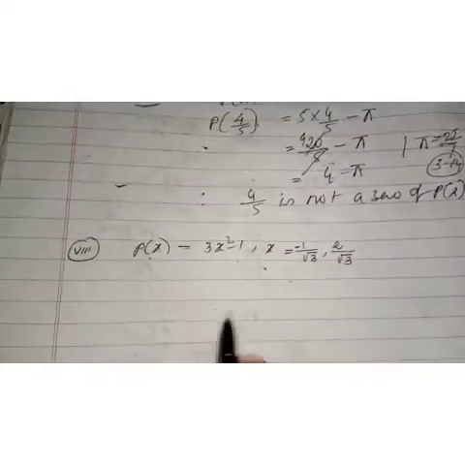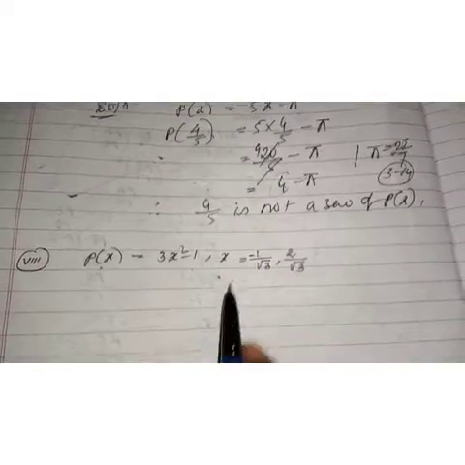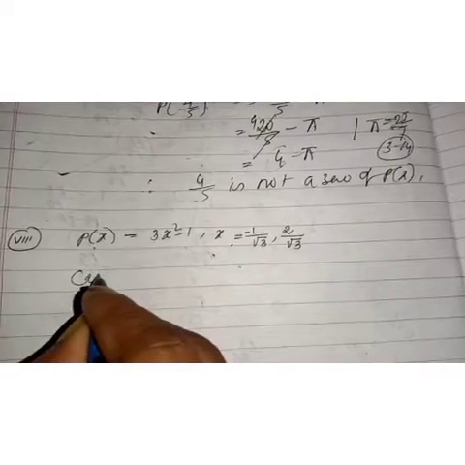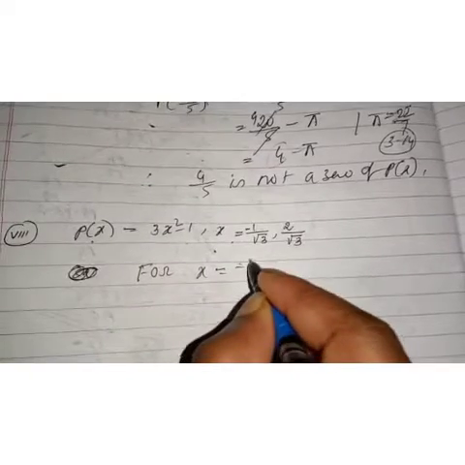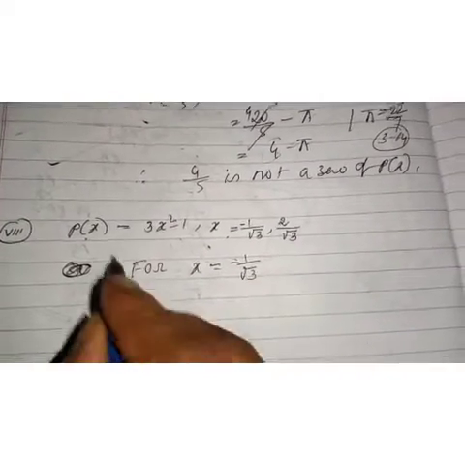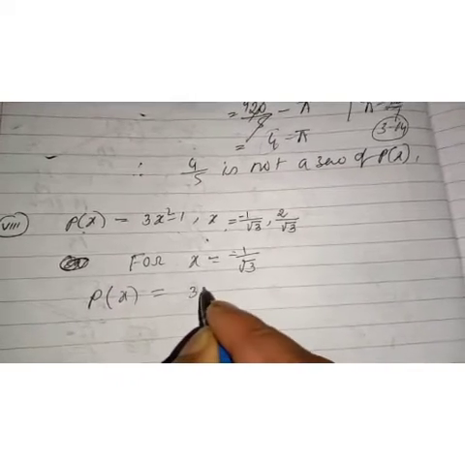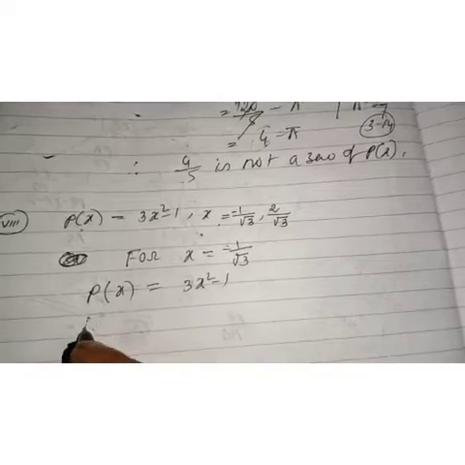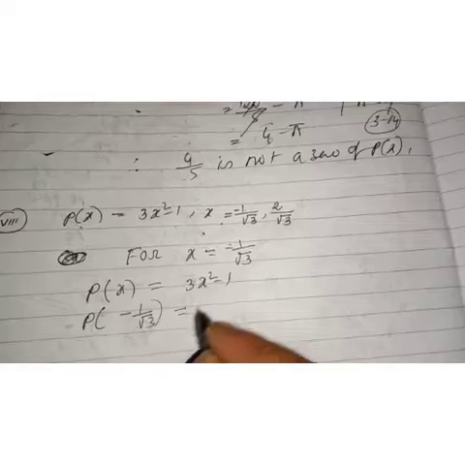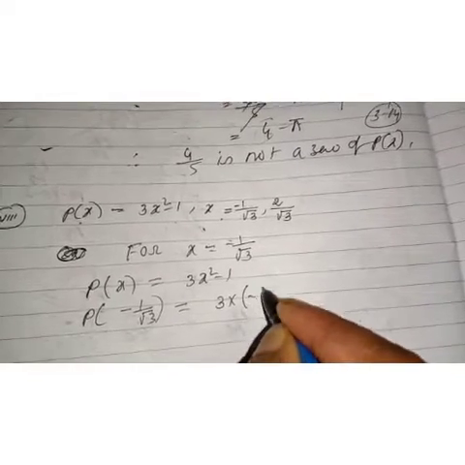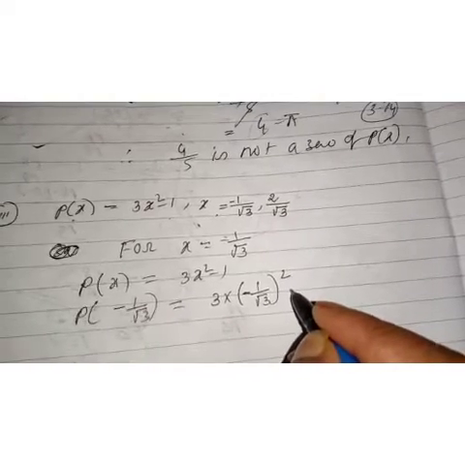One more, number 8. They've given two values of x, so you can check separately. Like this you can check case 1. For x equal to minus 1 by root 3, what is p(x)? p(x) is equal to 3x square minus 1. Then p of minus 1 by root 3: in the place of x, minus 1 by root 3. Then 3 into minus 1 by root 3 whole square minus 1.